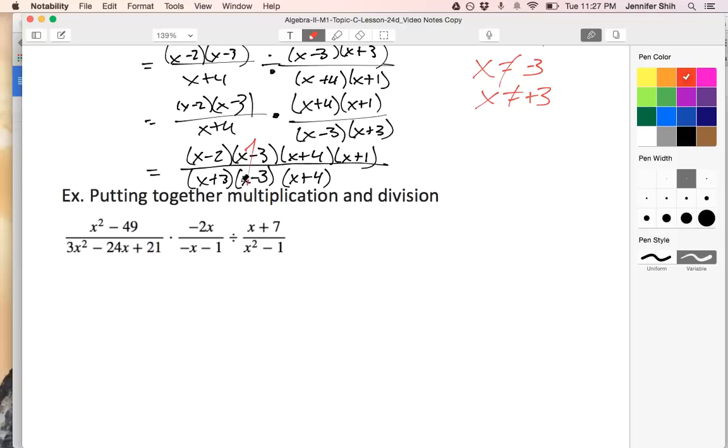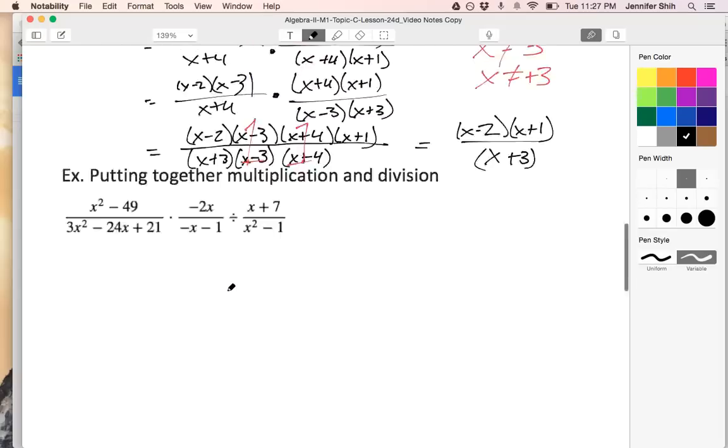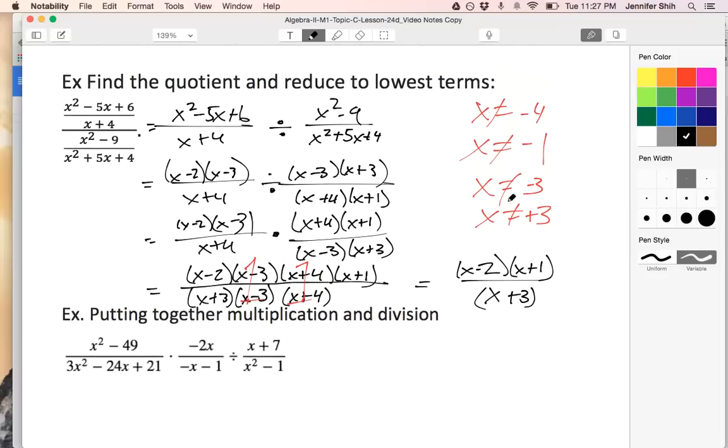So I go through. This is equal to 1. This is equal to 1. And now it's equal to x minus 2, x plus 1, and x plus 3. And we check. What other value makes this denominator 0? Minus 3. Good. We have x minus 3 already. Last example, here's an example if you need to pause and copy it down.